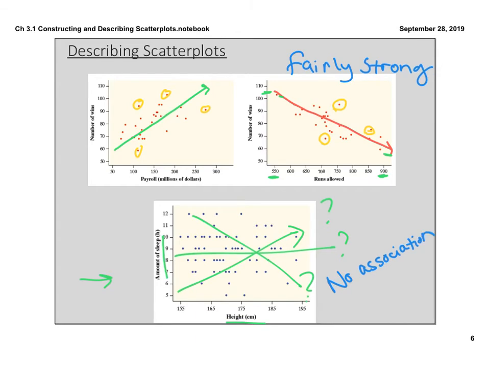Okay, fairly strong. And we would also say fairly strong and negative for that one up there. This one would be, I would say, moderately strong or kind of fairly weak. Fairly weak, I guess. Is that a fair way of saying that? Fairly weak positive association. That's how I might describe that one.